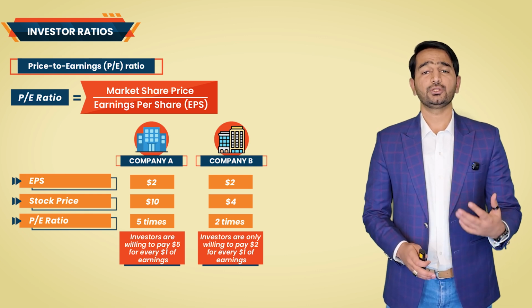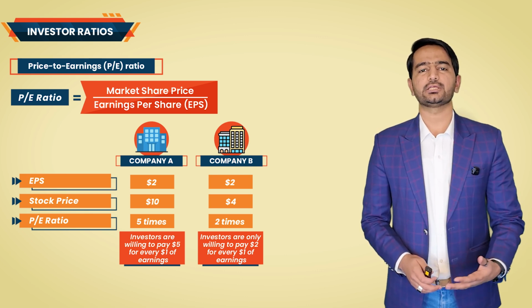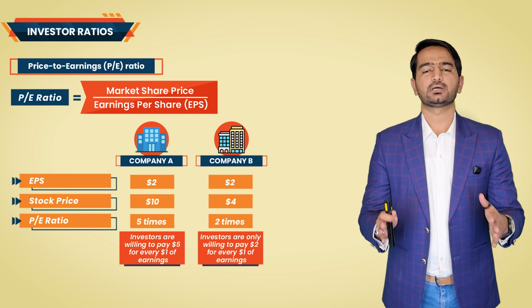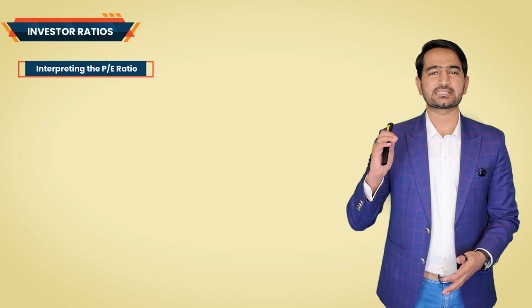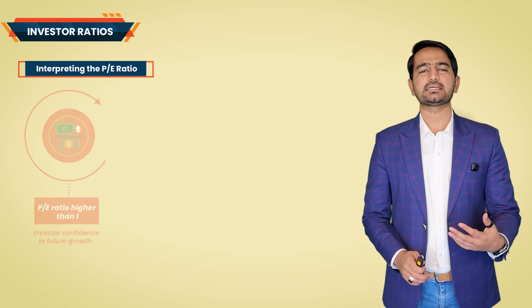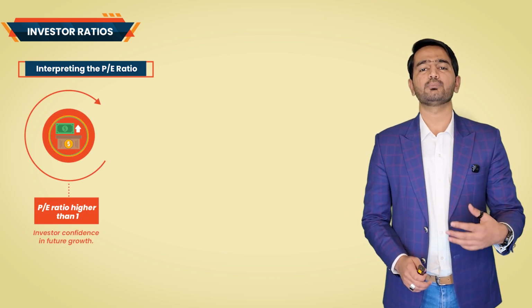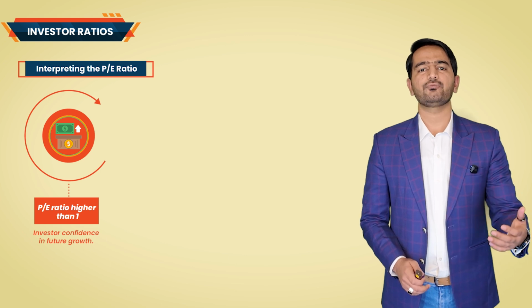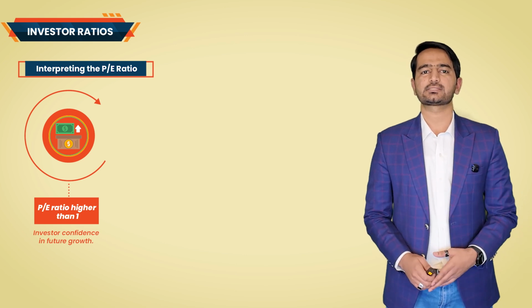Now that we know how to calculate the PE ratio, let's explore how to interpret it. The PE ratio can tell us a lot about the investors' sentiment, company's valuation, and the expected growth prospects. If PE ratio is greater than 1, this indicates that investors are paying more than a dollar for every dollar of the current earnings.